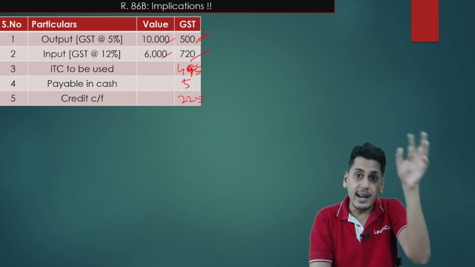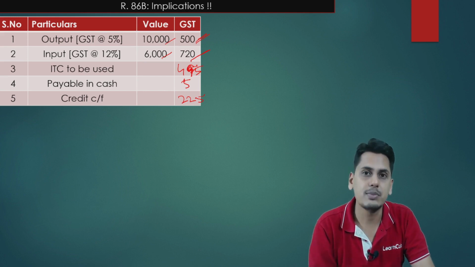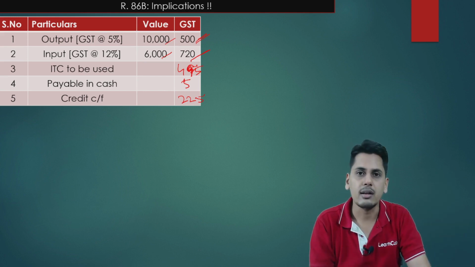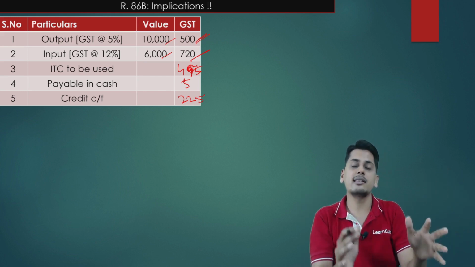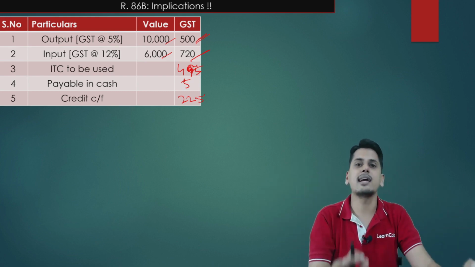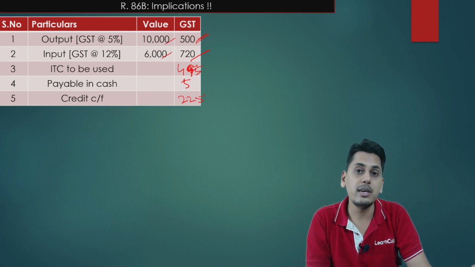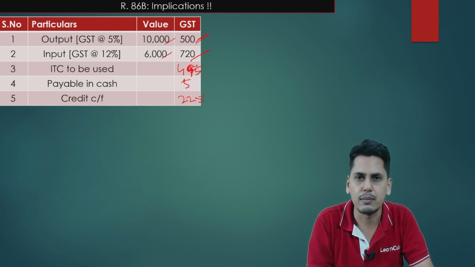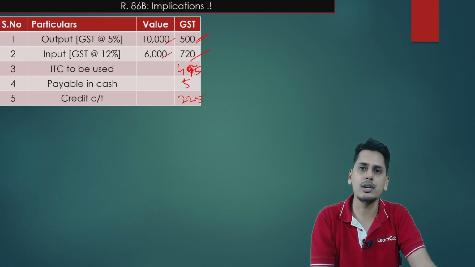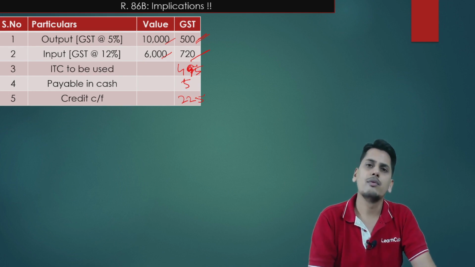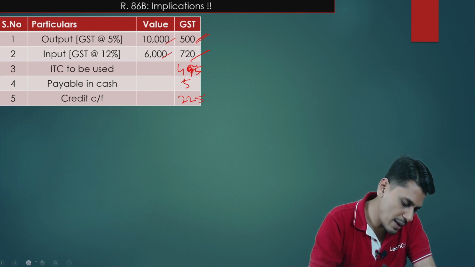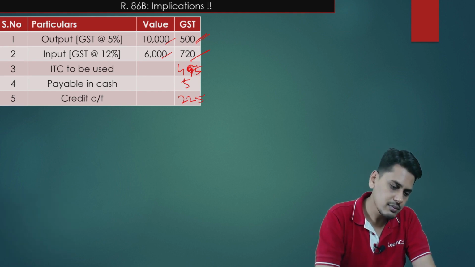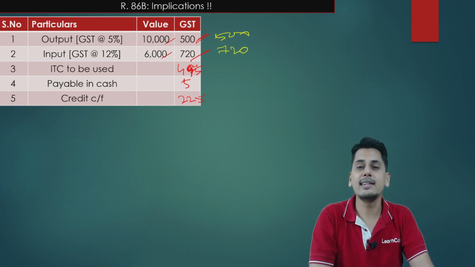So now friends, 86B is adding fuel to the fire. It is adding to the credit which was even otherwise getting accumulated. 86B is increasing that accumulation. How is it increasing the accumulation? Let's imagine a scenario without 86B. What would have happened without 86B? Same output 500, input 720, ITC to be utilized.